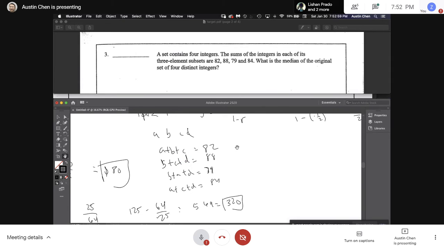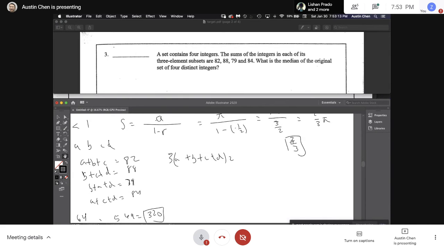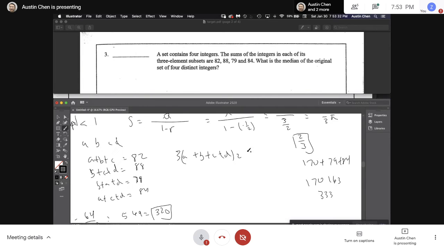The easiest way to solve this is just to add all these equations together. On the left side, you're going to get 3 times a plus b plus c plus d. On the right side, you sum that: 170 plus 79 plus 84. So that is 163 plus 170, which is 333. So a plus b plus c plus d is equal to 111.